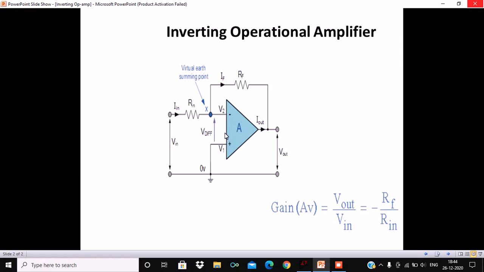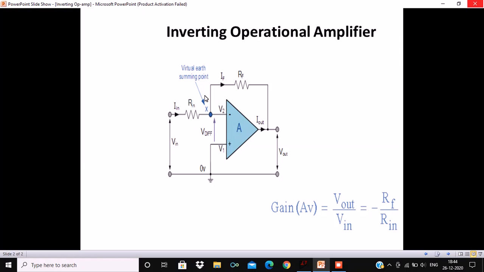Op-amp has two ports. One, which is shown by negative terminal, is termed as inverting port, and the another terminal shown by positive is a non-inverting port. It has one output. This is the output terminal. Since we are using inverting operational amplifier, I am giving my input on this inverting port.